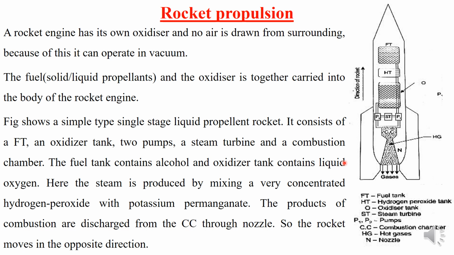So in the rocket engine, the oxidizer and fuel are stored separately, and the pump feeds the fuel and oxidizer into the combustion chamber. Then we produce high pressure gases that push your object into the air. So this is how it works. This is your rocket propulsion system.